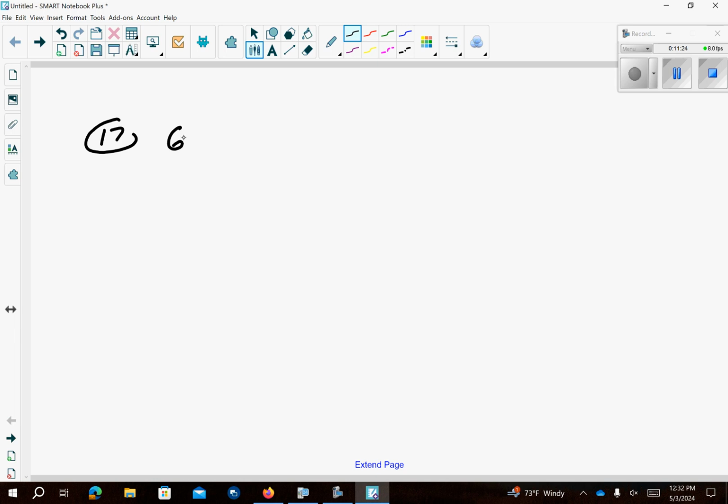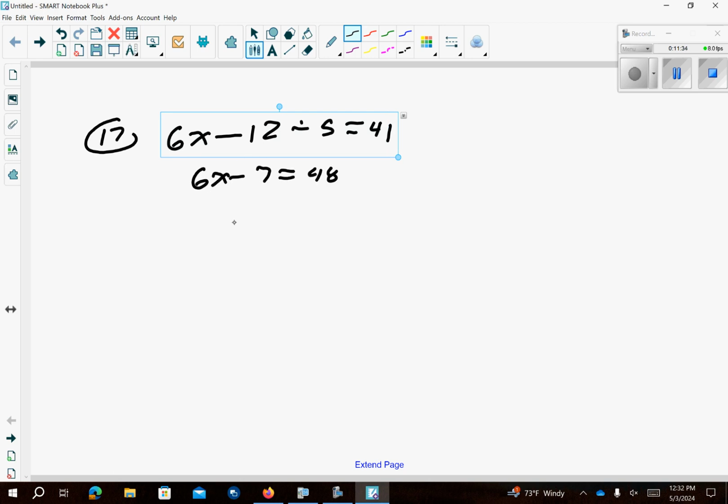Let's distribute over, so I get 6x minus 12 plus 5 equals 41. Add the like terms, so I'm going to get 6x minus 7 equals 41. Add 7 to both sides, so that becomes 48. Divide both sides by 6, so I get x equals 8. That's my answer.